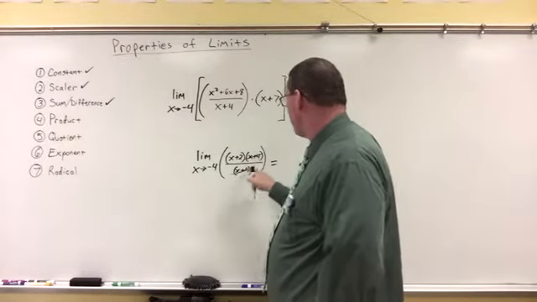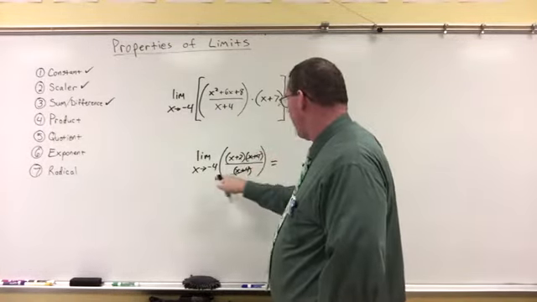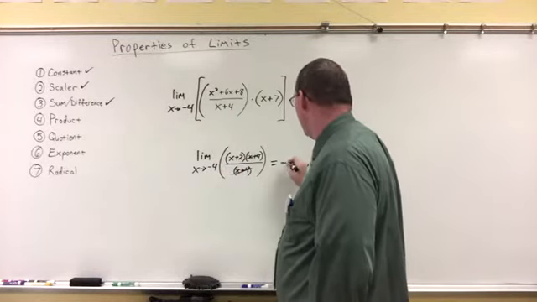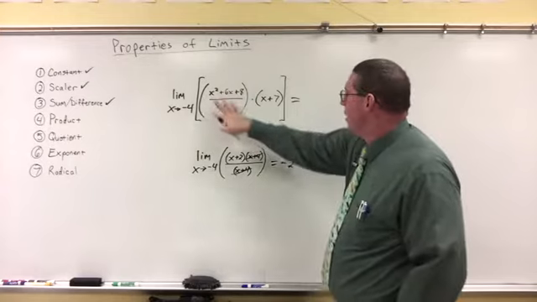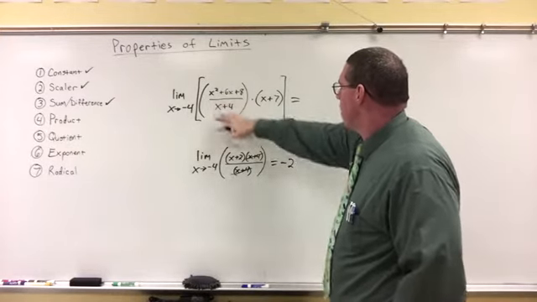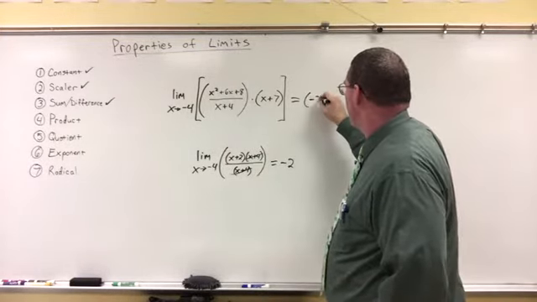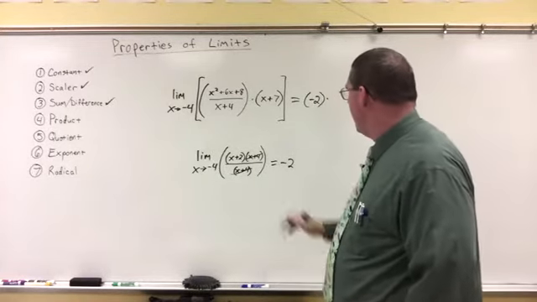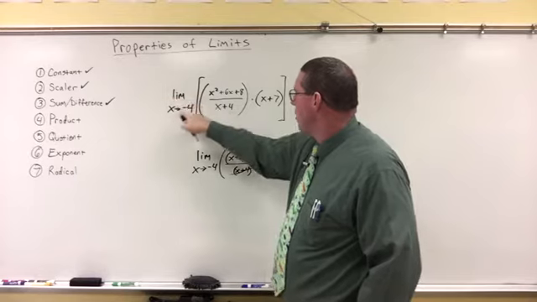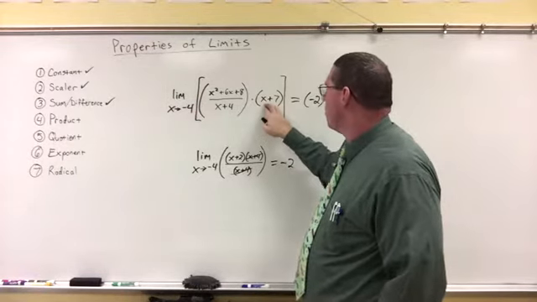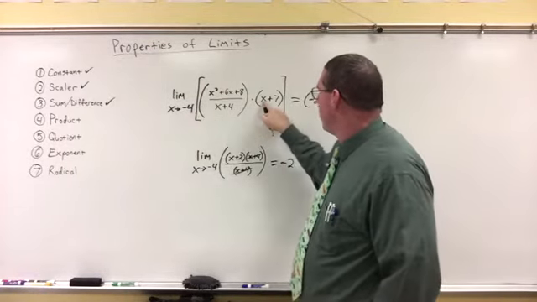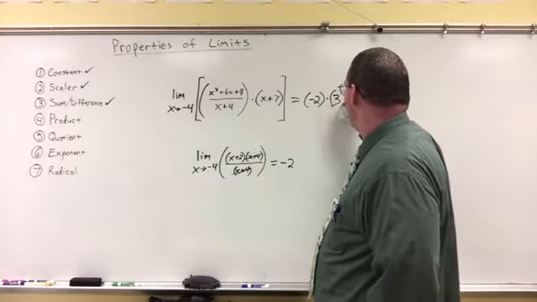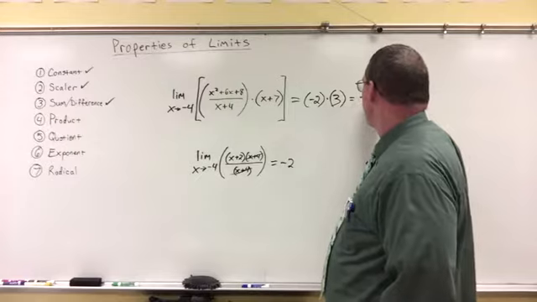So I got an x plus 4 and x plus 4, cancel those out. Now I'm going to plug the negative 4 in for x, and negative 4 plus 2 is negative 2. So I know that the limit as x approaches negative 4 of this function is negative 2. So I'm going to put negative 2 in parentheses here, times, and now I need the limit as x approaches negative 4 of x plus 7. Well, this one's easy. I just plug the negative 4 in, and negative 4 plus 7 is 3. So I'm going to put a 3 here, and negative 2 times 3 is negative 6.